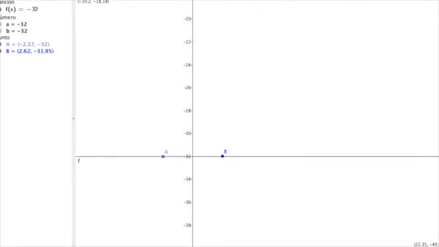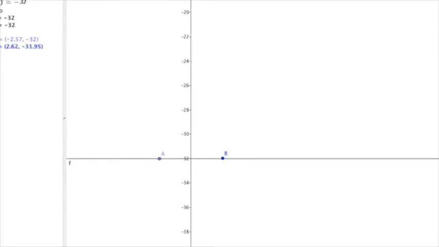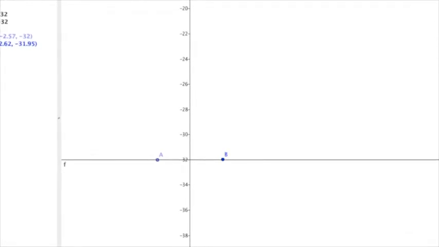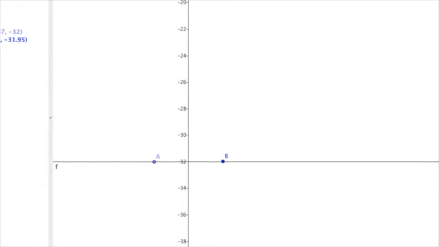Then letter D, given the acceleration function, acceleration is equal to -32. Graph this function using at least 2 points, and we know the acceleration will always be constant.